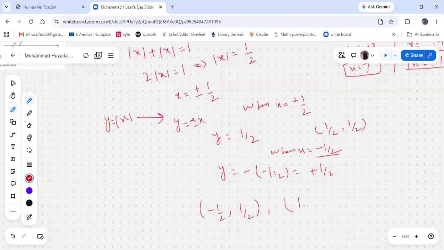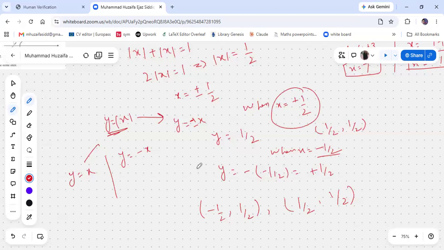And when we put plus half, we got plus half. From this one position, we have two types of equation, y is equal to x and y is equal to minus x, and we have the x values. So on the behalf of this one, we have two values where we put positive. In the positive section we put the positive value, in the negative section we put the negative value.